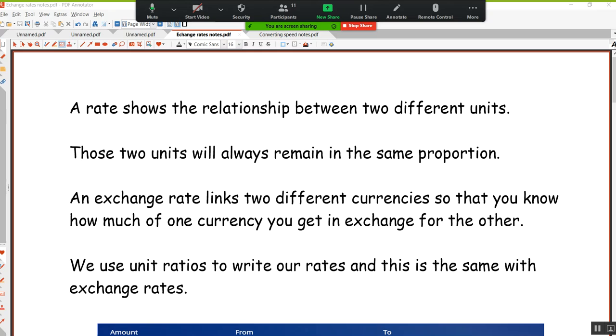What was the other thing that we were measuring when we were doing speed? So we had distance and then we had time. Good. So speed is a rate because we're looking at distance and time together. And I've written here again, those two units will always remain in the same proportion. So that's how we can use ratio.